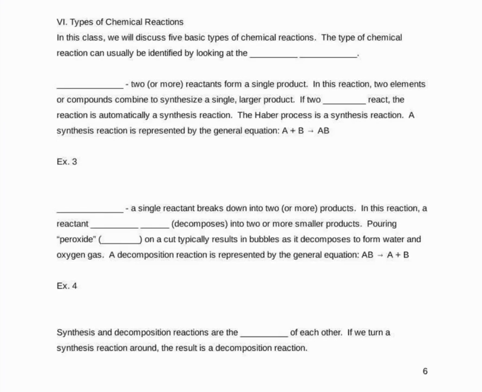So this is Unit 8, Chemical Reactions, and we're on the bottom of page 6, halfway through page 6. In this class, we are going to discuss 5 basic types of chemical reactions. The type of chemical reaction can usually be identified by looking at the chemical equation.